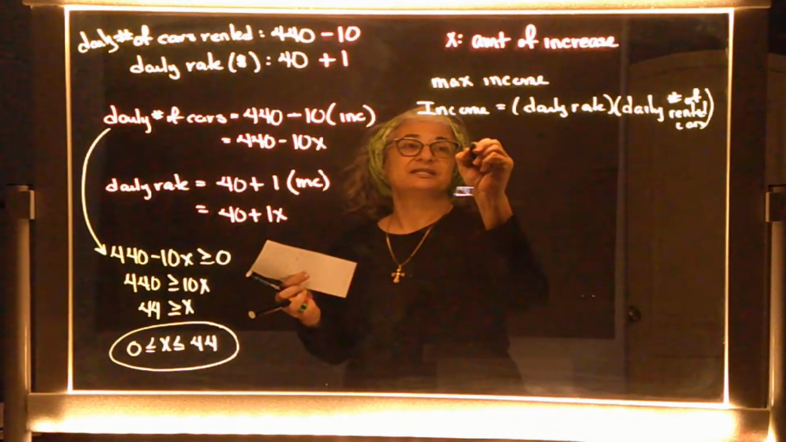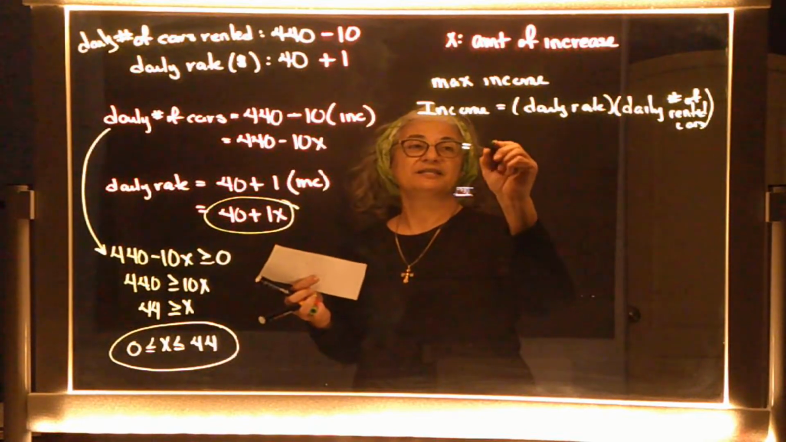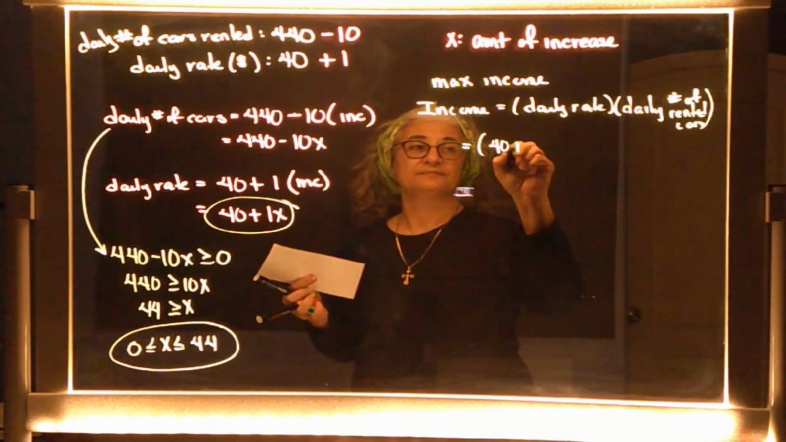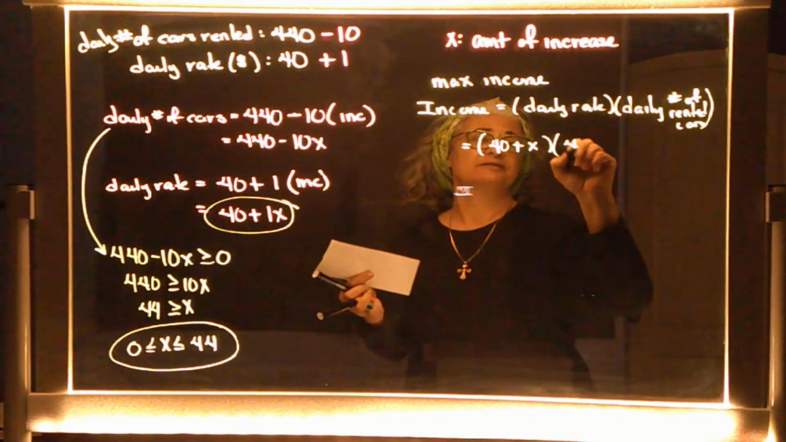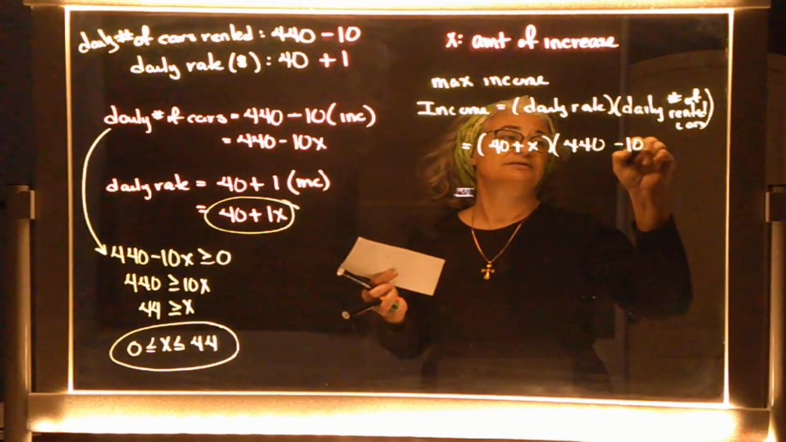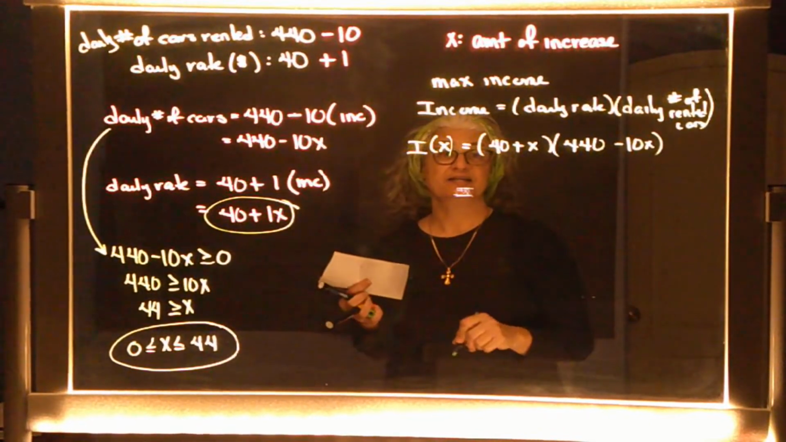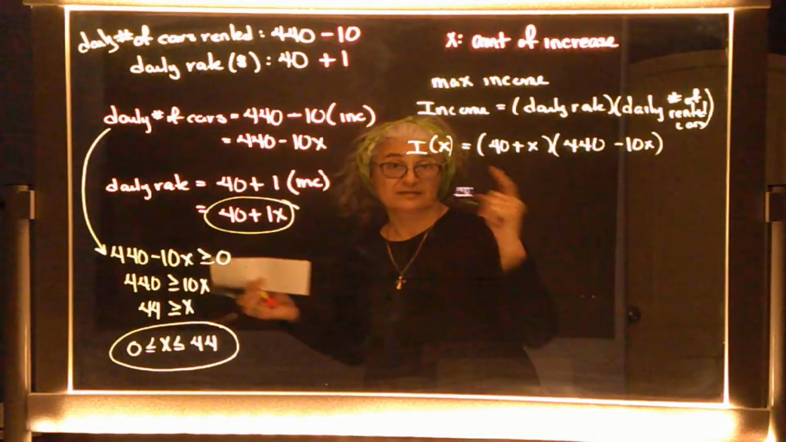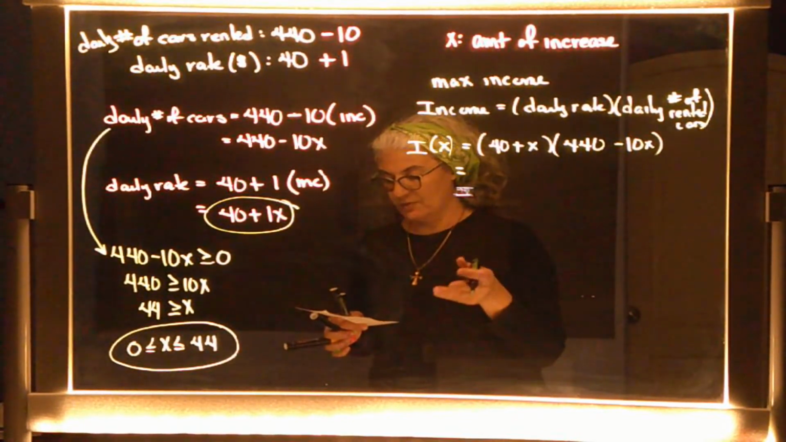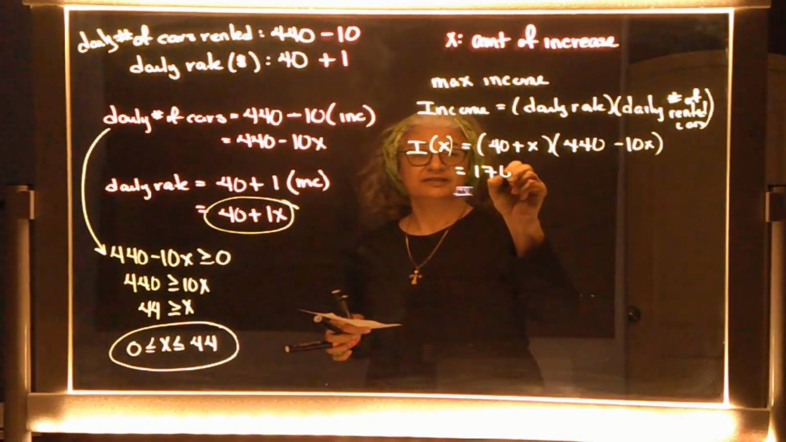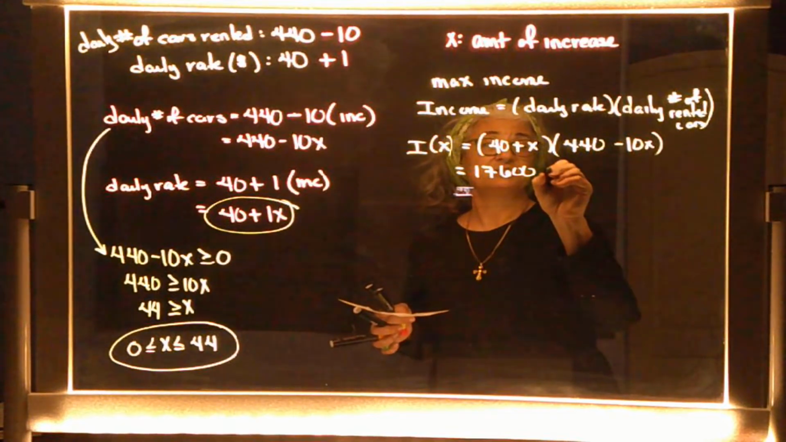Okay, which means in this case our daily rate is given by this particular equation, and the daily number of rented cars. And so that's going to be our income based upon the amount of increase. All right, so multiplying it all out, and I'll do my multiplication for you guys. Make sure we're all good.